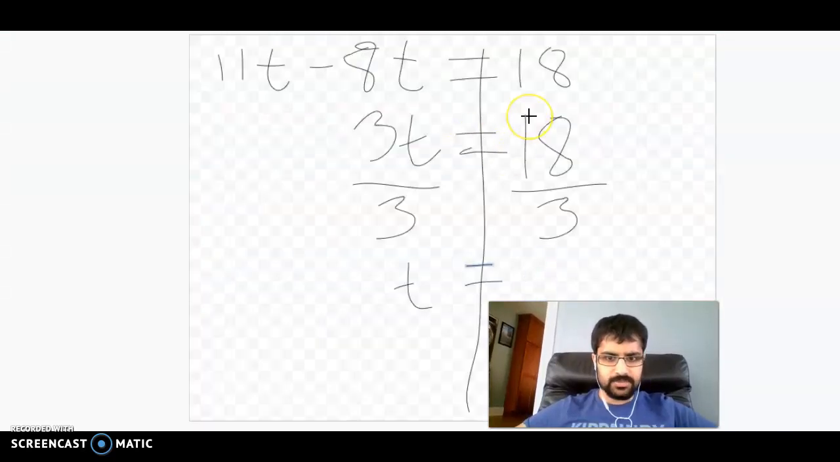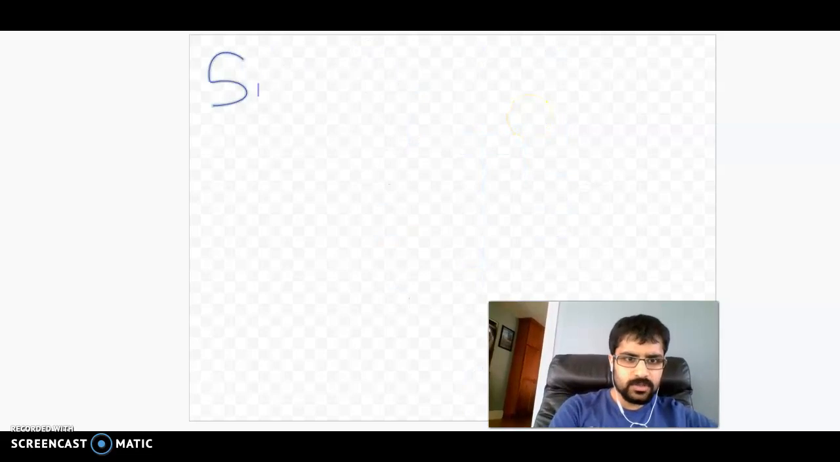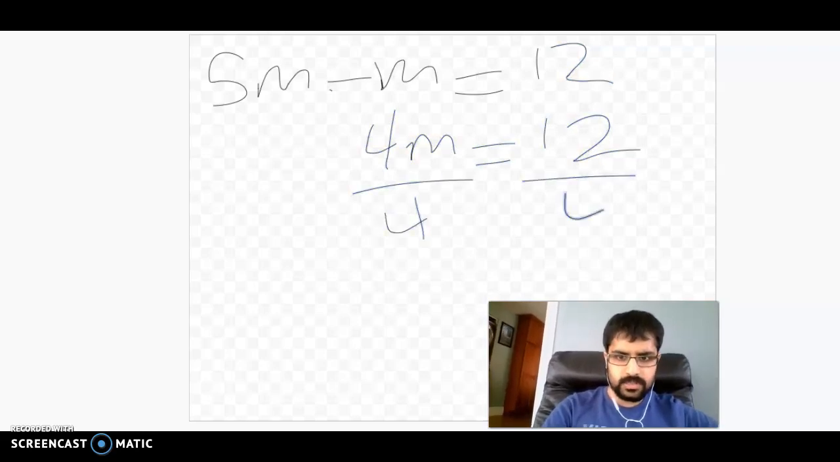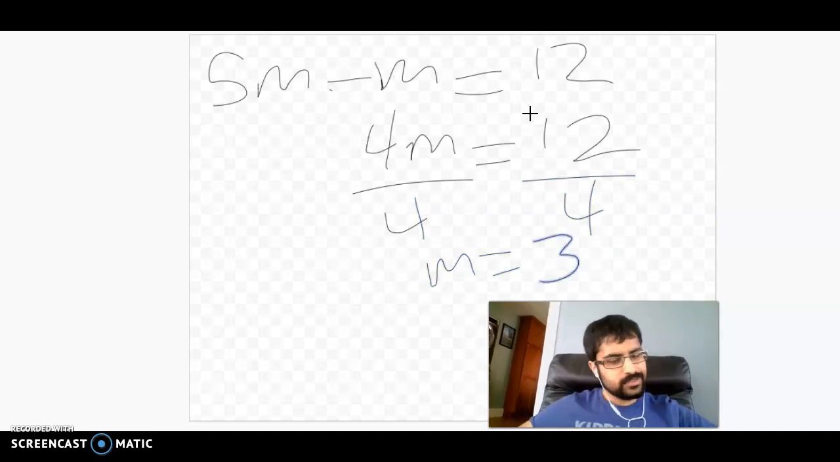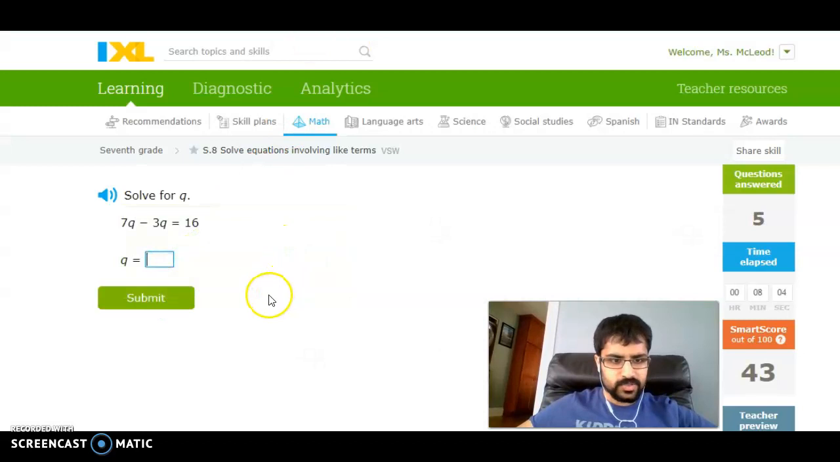I said it, but let me check it. I had 5m minus m equals 12. I subtracted these and got 4m equals 12. I divide by 4, and m equals 3. Did it right in my head, and IXL thinks so too.